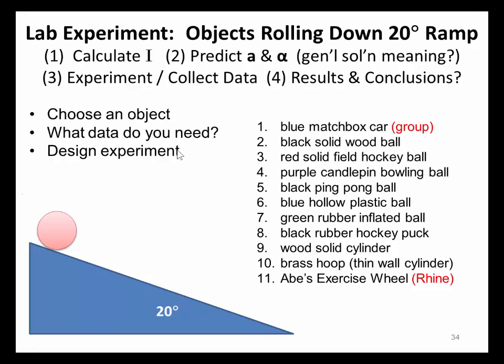The method I ended up using, just to make a quick data analysis that we could all pull off as a group, was a videotape showing each one of these objects rolling down in slow motion. The question is, is that the best method to collect this data? And that's something you can talk about in your results and conclusion.